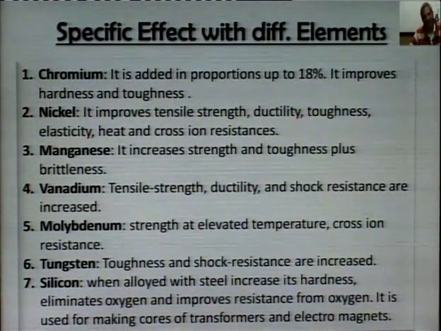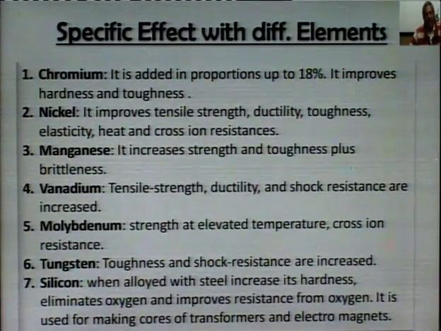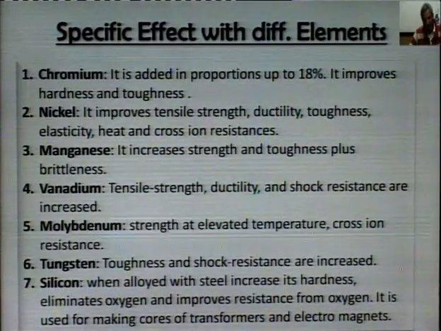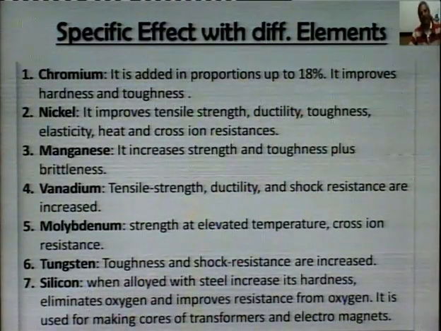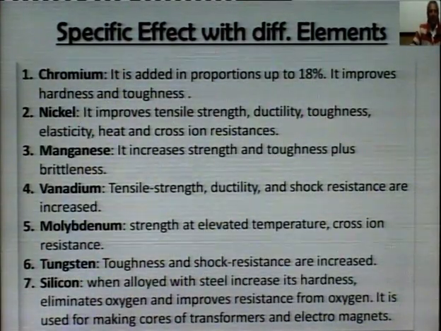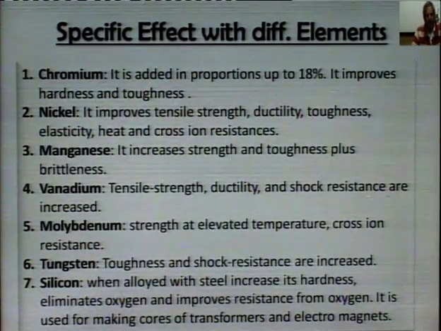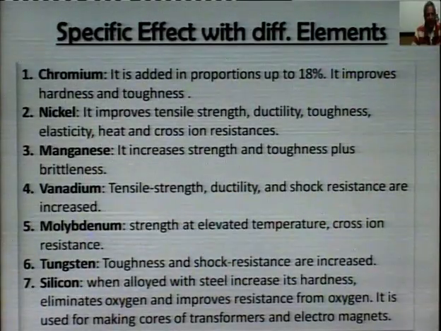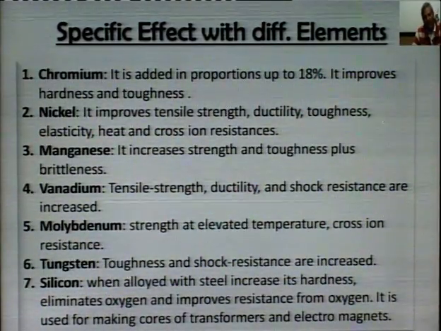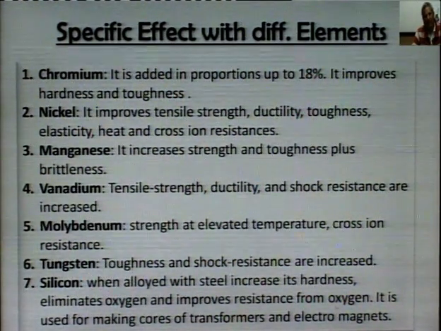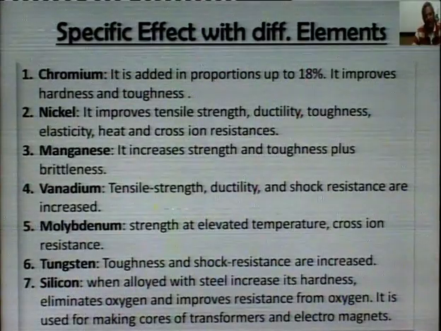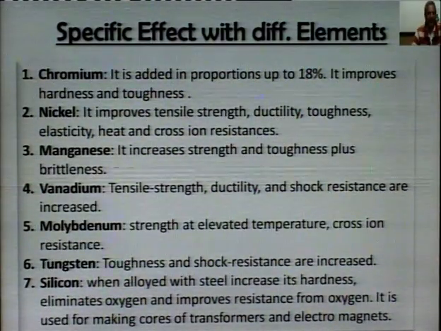Specific effect with different elements. When chromium is used with the iron, it is added in proportion up to 18%. It improves hardness and toughness. Nickel improves tensile strength, ductility, toughness, elasticity and heat and corrosion resistance.